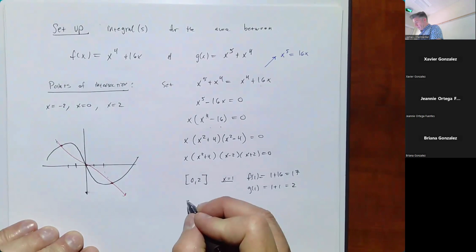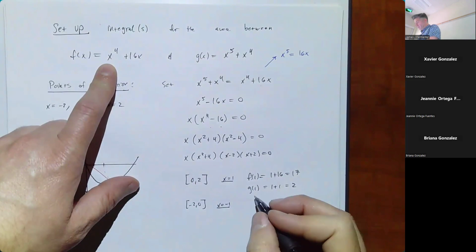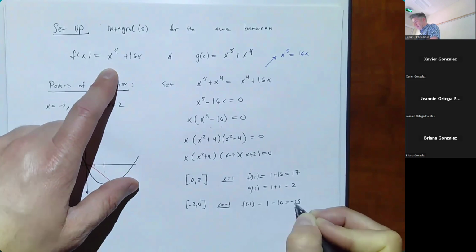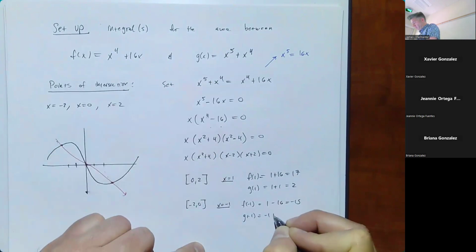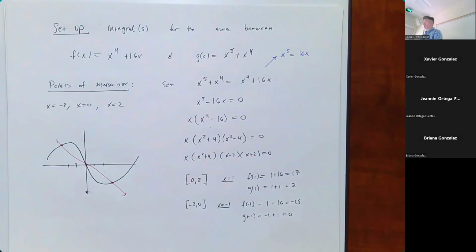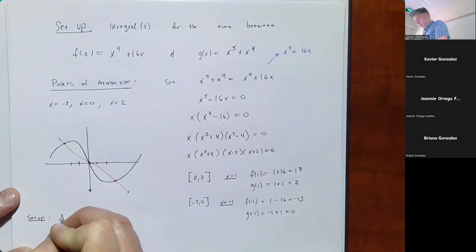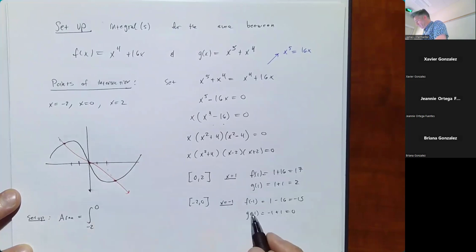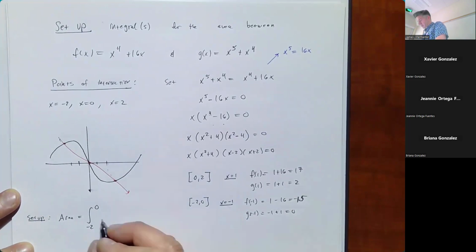In the interval from negative 2 to 0, I'm going to pick x equal to negative 1. And when I plug that in, f of negative 1 is going to be 1 minus 16, which is negative 15. And g of negative 1 is going to be negative 1 plus 1, which is 0. And in this interval, g is the larger function. So I'm going to set this up without using absolute values. Our setup is going to be the area is equal to the integral from negative 2 to 0 of, wow, that does not look like 15, of g of x minus f of x.